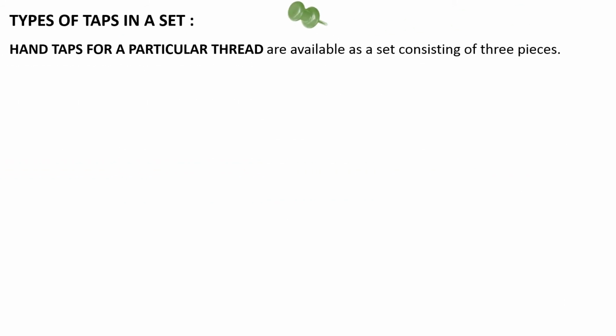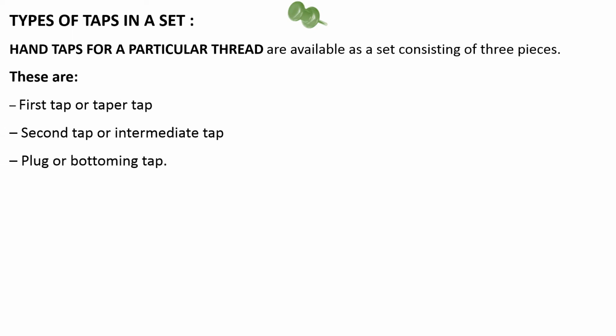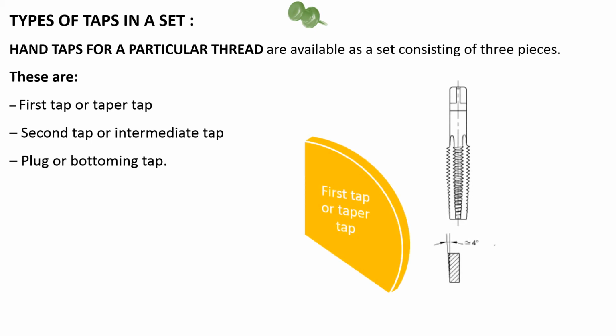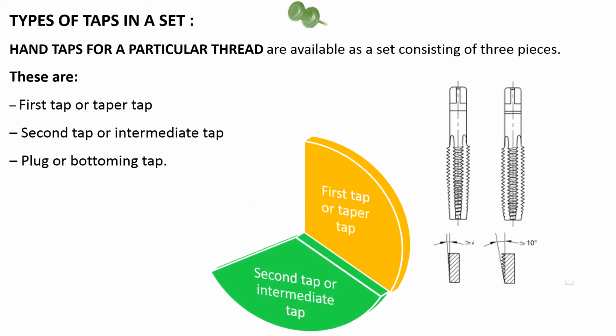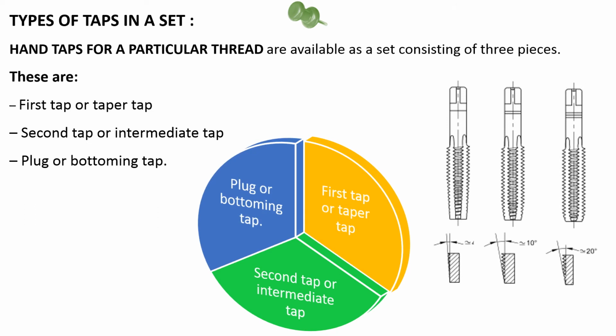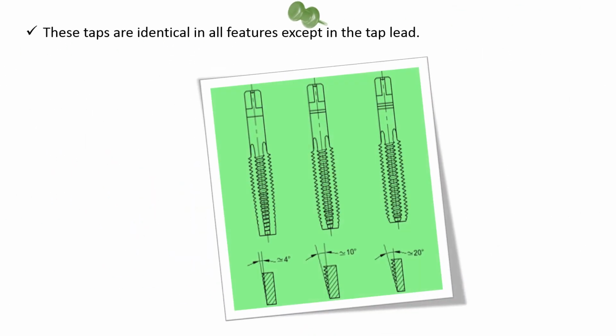Types of taps in a set. Hand taps for a particular thread are available as a set consisting of 3 pieces. These are first tap or taper tap, second tap or intermediate tap, plug or bottoming tap. These taps are identical in all features except in the tap lead.